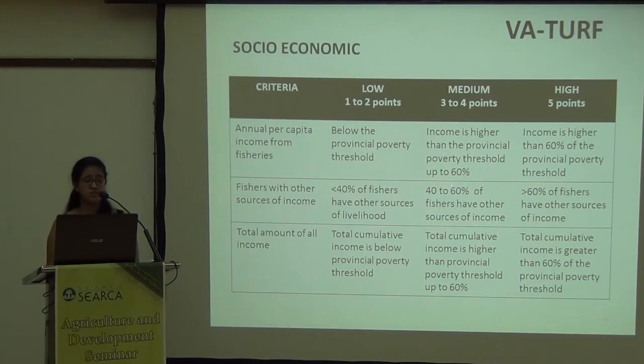For the socioeconomic, it's mostly associated with income and the dependence of the community on fisheries. Here we can see that two of the parameters are related to the annual income from fisheries, and the other one is fishers with other sources of income. The higher the income of a place, the higher their adaptive capacity, that's obvious. And fishers with other sources of income will usually have higher adaptive capacity as compared to those fishers who are full-time or entirely dependent on fishing. For example, during typhoons, fishers with other sources of income can still earn something, but those that are fully dependent on fisheries cannot make money for that duration.